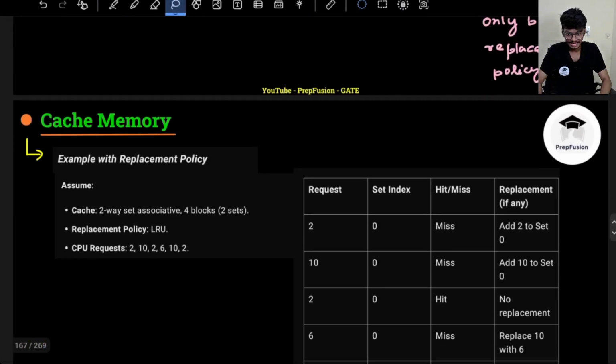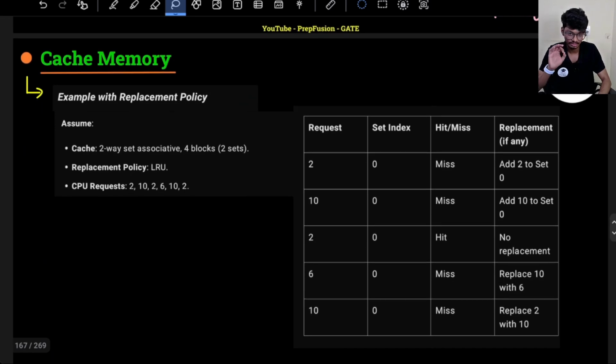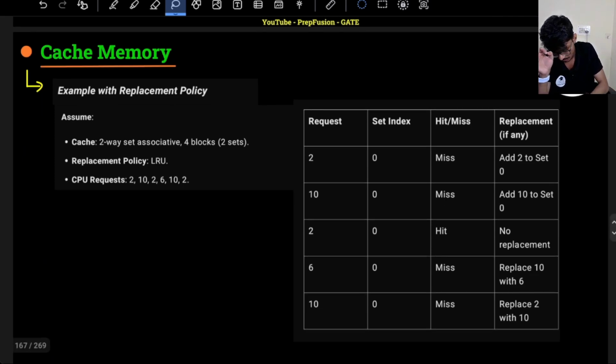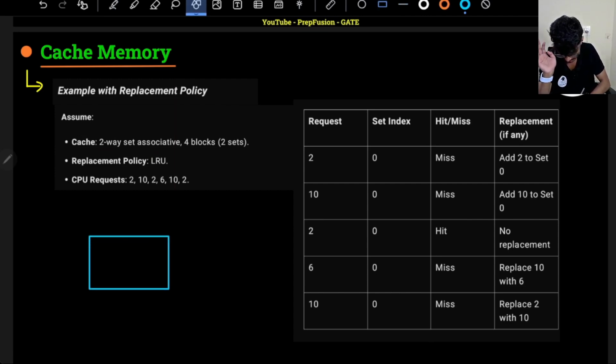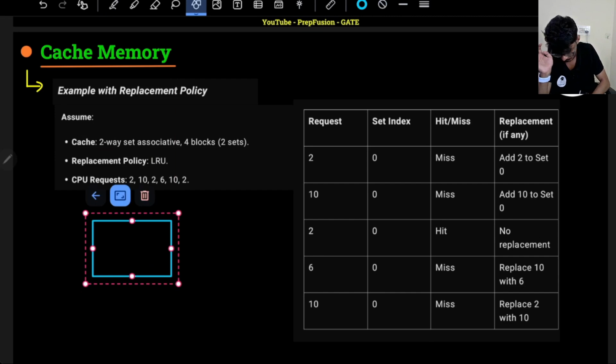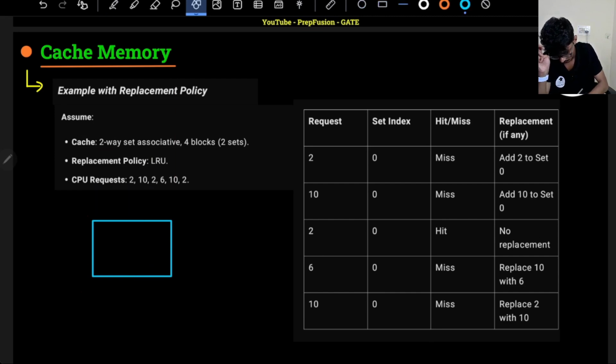So let's understand with an example what least recently used actually means. I just gave you previously an overview of least recently used. Now we will actually understand what the LRU policy means. LRU policy is definitely dependent on the past, but how it is actually used, that we will understand. So here let's assume a two-way set associative cache. So my cache memory has two sets, 4 blocks.